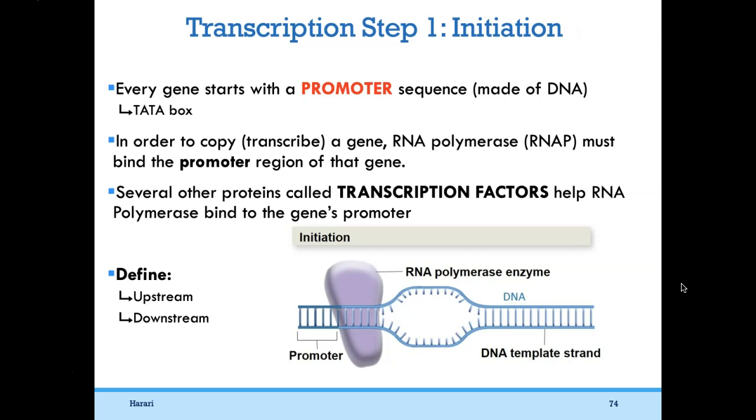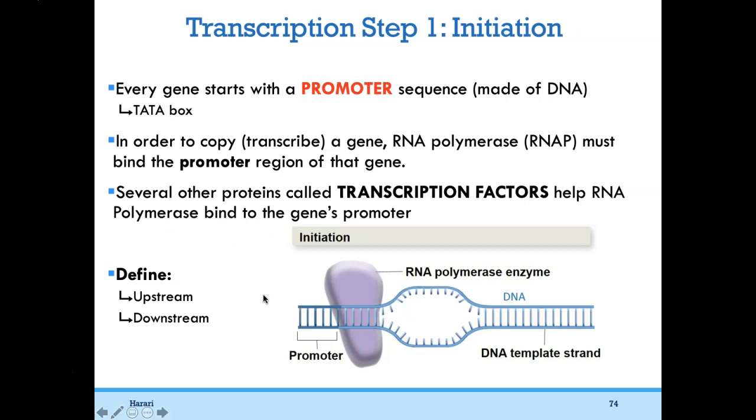Every gene starts with a promoter. Stop right there. Every single gene starts with a promoter sequence. All genes are made of DNA, so every gene starts with a promoter sequence of DNA. There's a region called the TATA box, T-A-T-A. There's a T-A-T-A that marks the start of every gene. It's part of the promoter.